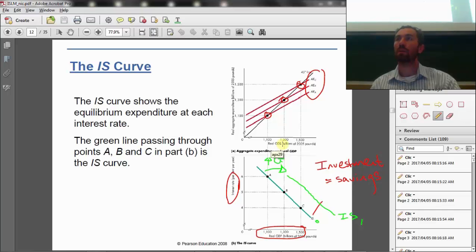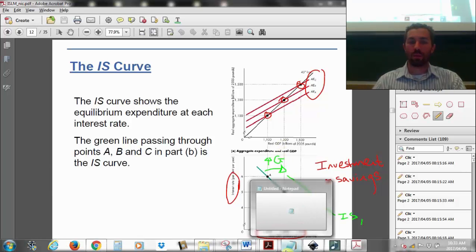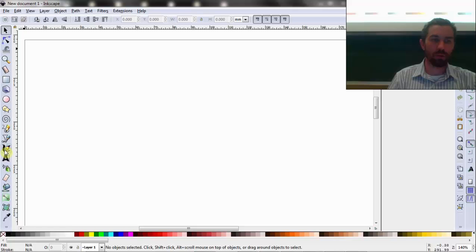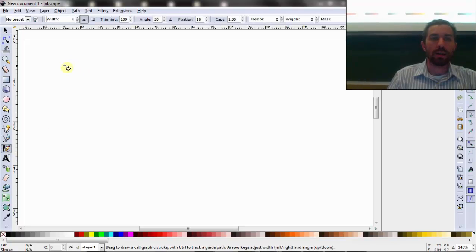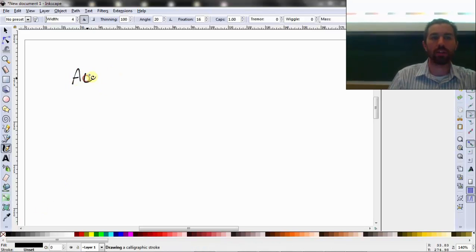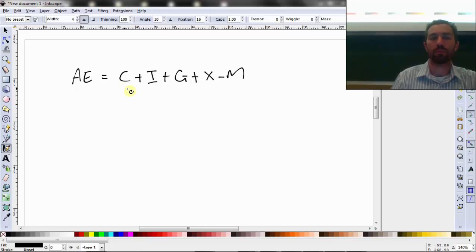You know how aggregate expenditure is equal to consumption? Yes. So the change in consumption or investment will cause a movement along the IS curve. Is that what you mean? And not government, and not a shift. Cool. So let me just write the equation out for you. So we've got aggregate expenditure is equal to C plus I plus G plus X minus M. Okay. Equal to Y at equilibrium.